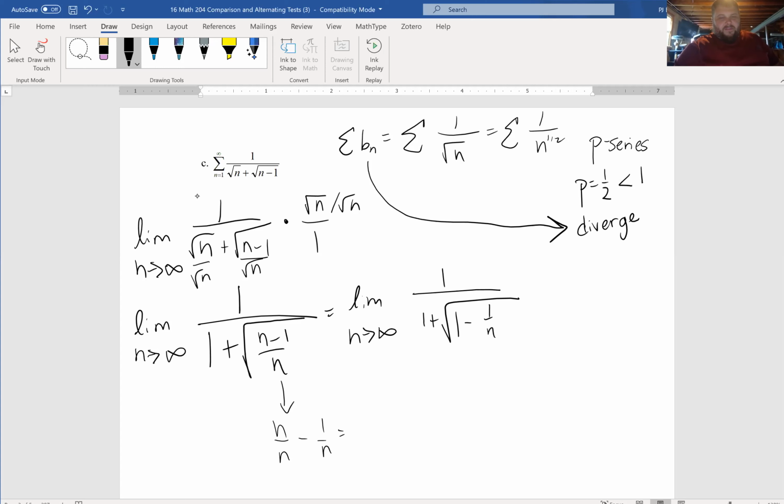And remember, limits are one of those really weird things that can go inside of radicals. So it can go in, and we could evaluate 1 over n as n approaches infinity. That piece is going to head towards 0. I'm going to have 1 over 1 plus root 1, or 1/2.